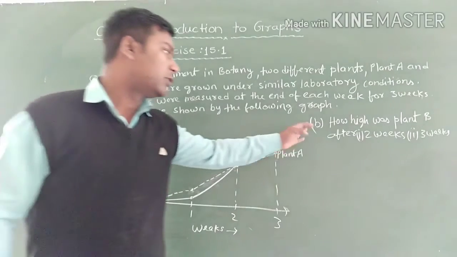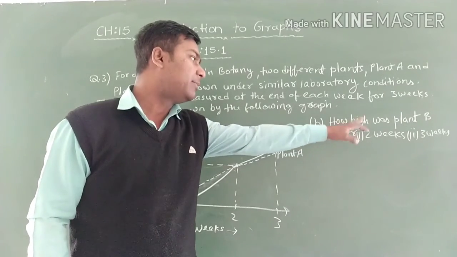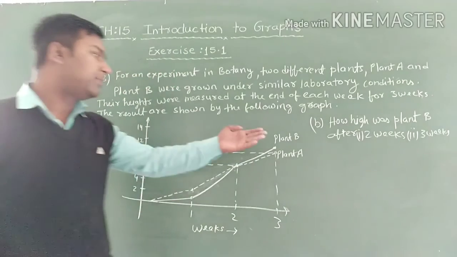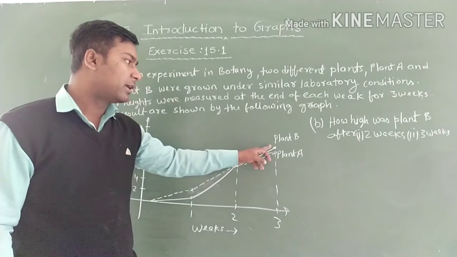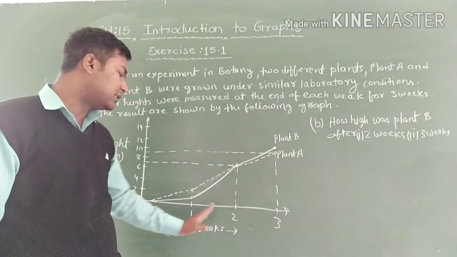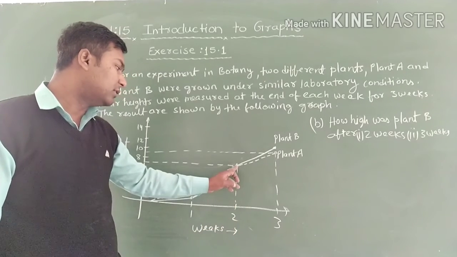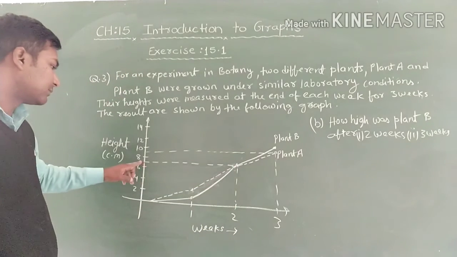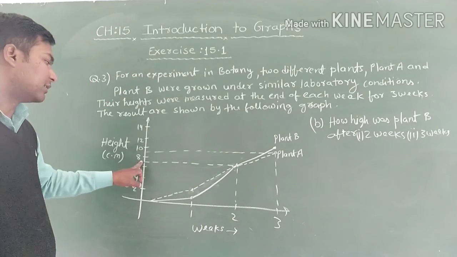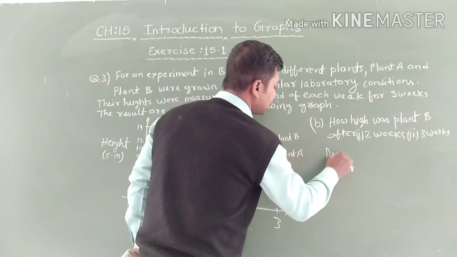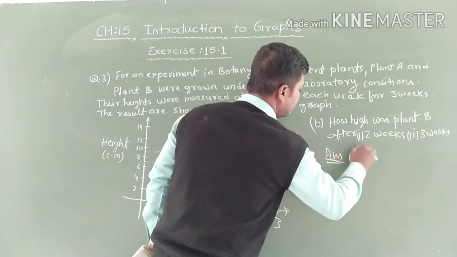Now question B part. How high was plant B after 2 weeks and 3 weeks? Okay, so plant B represents the simple line. Okay, so after 2 weeks, so this is first, this is second. So after the second week, what is the growth of the plant? So this one, that is 7 centimeter. Okay. So the answer of the first question is 7 centimeter.